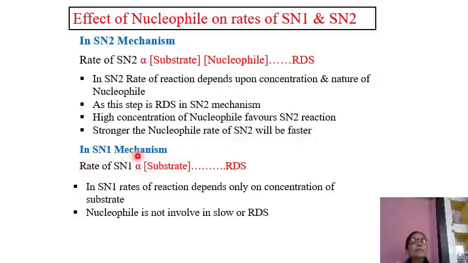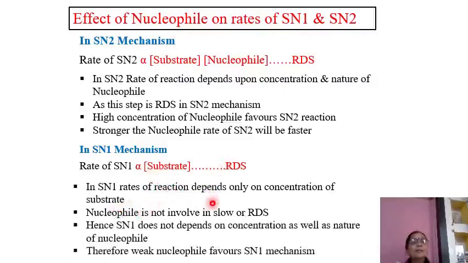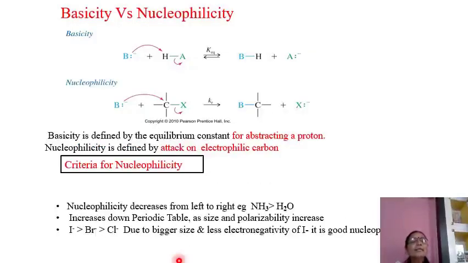While in the case of the SN1 mechanism, kinetic study shows that the rate of SN1 is directly proportional to the concentration of the substrate, and this is the rate determining step. In this rate law, the concentration of the nucleophile is not there, because only in the first step the carbon and Br bond breaks to form a carbocation. Therefore, the nucleophile concentration is not involved in the RDS. Therefore, the rate doesn't depend upon the concentration of the nucleophile. It only depends on the concentration of the substrate. The nucleophile is not involved in the rate law. Therefore, the concentration as well as the nature of the nucleophile doesn't affect the rate of the SN1 mechanism. Therefore, a weak nucleophile can favor the SN1 mechanism.